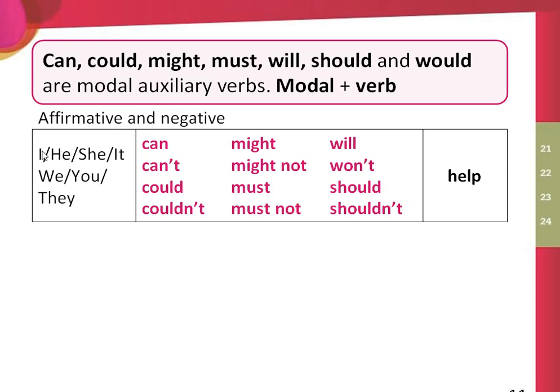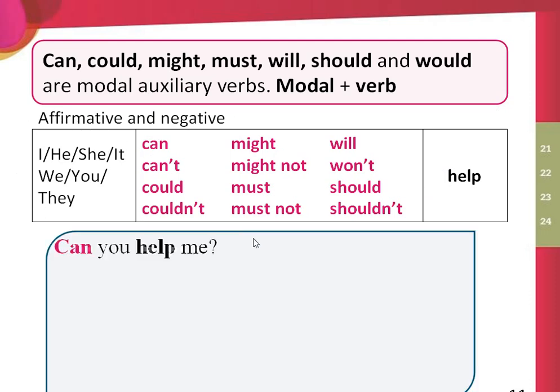Affirmative and negative: I, he, she, it, we, you, they. We understand that with any pronoun, I can use any of them. So I can say, I can, we can, he can, she can. I must, you must, he must, she must. They shouldn't, I shouldn't, we shouldn't, he shouldn't help. So the situation is equal for everyone, okay?